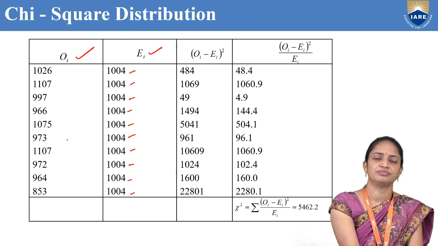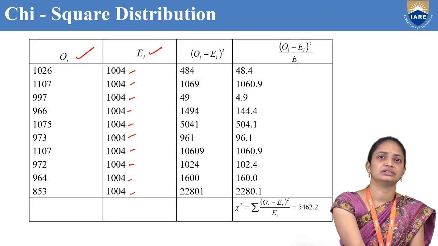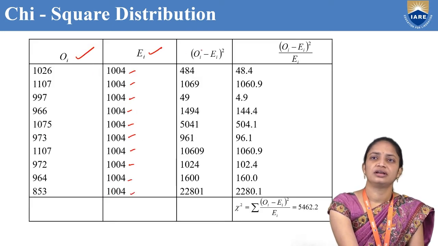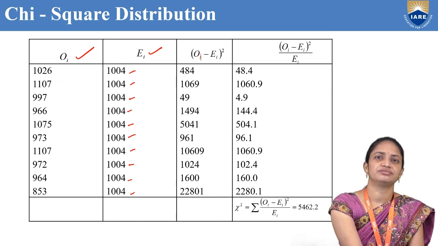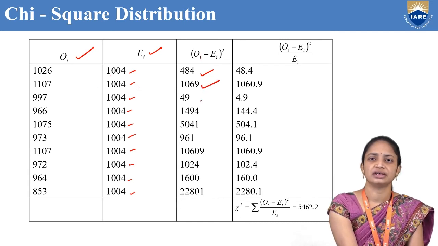Okay, so these are all observed frequencies. Observed frequencies means the given frequencies. So the next value, we need to find (OI minus EI) whole square. That means 1026 minus 1004 whole square, that is 484. Like that, 1107 minus 1004 whole square is 1069. So like that we need to find all the values.